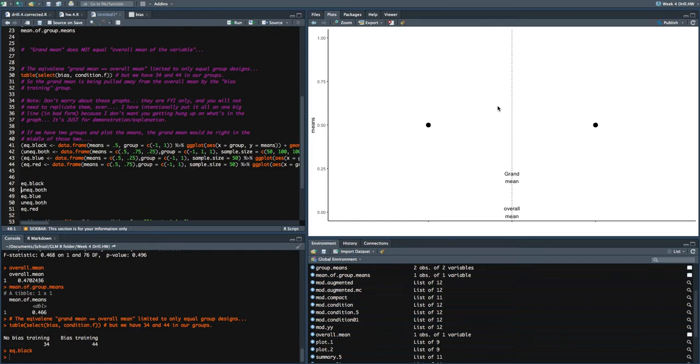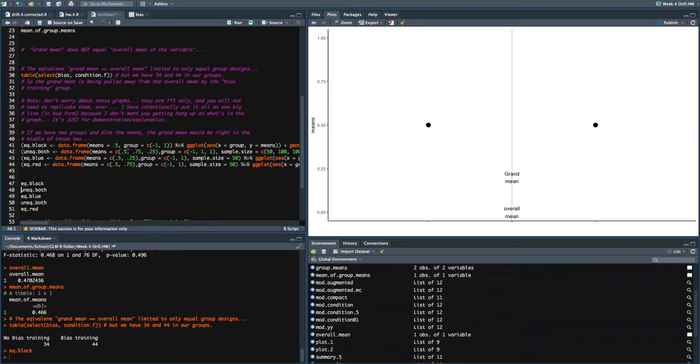So here we have two groups, and these two groups are equal sample sizes. The size of the dot is the sample size. And you can see that the grand mean and the overall mean are both smack dab in between those two groups. Now I didn't put any x-axis values on here because it's arbitrary. This is just a conceptual explanation. But as long as you have equal group sizes, your grand mean and the overall mean, which again is just the mean for that outcome variable, will be the same.